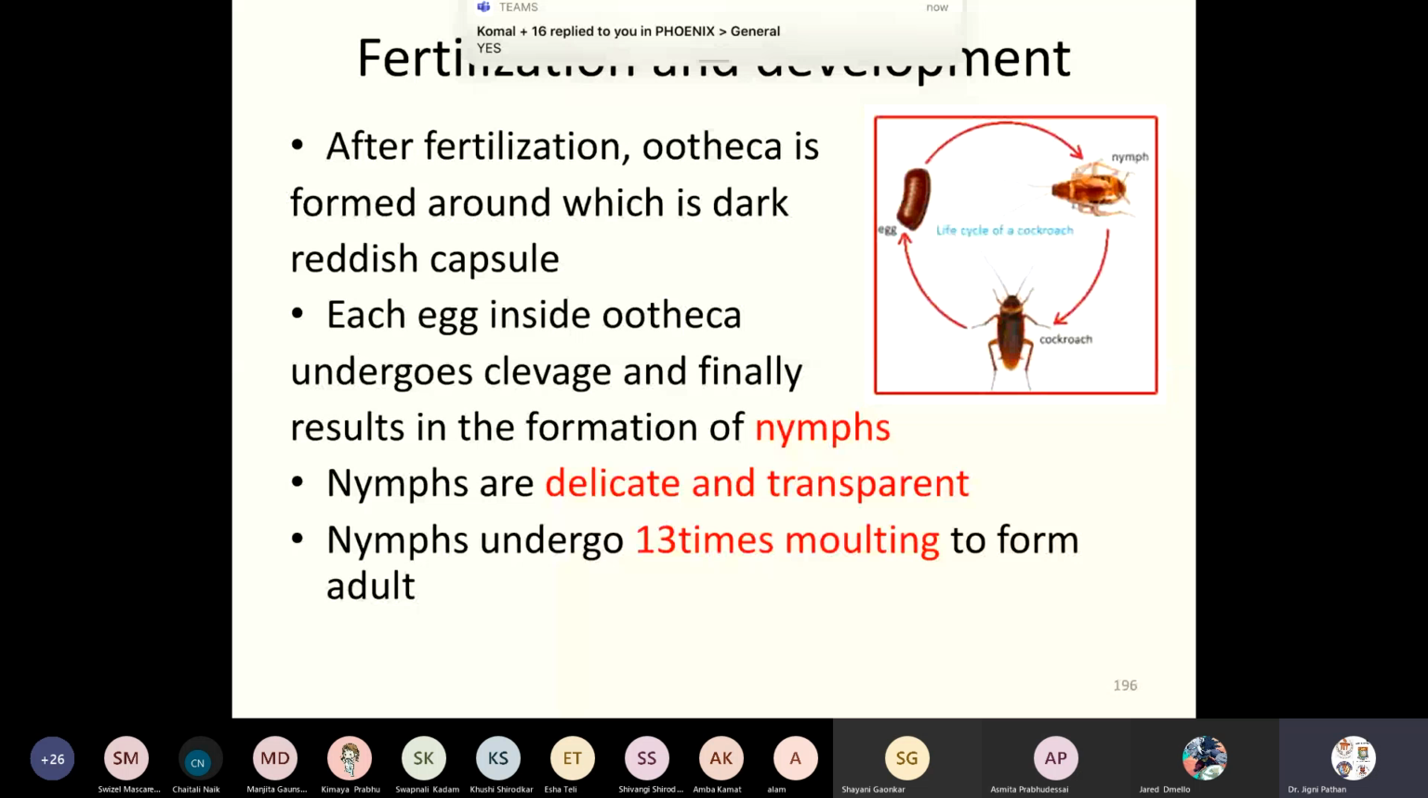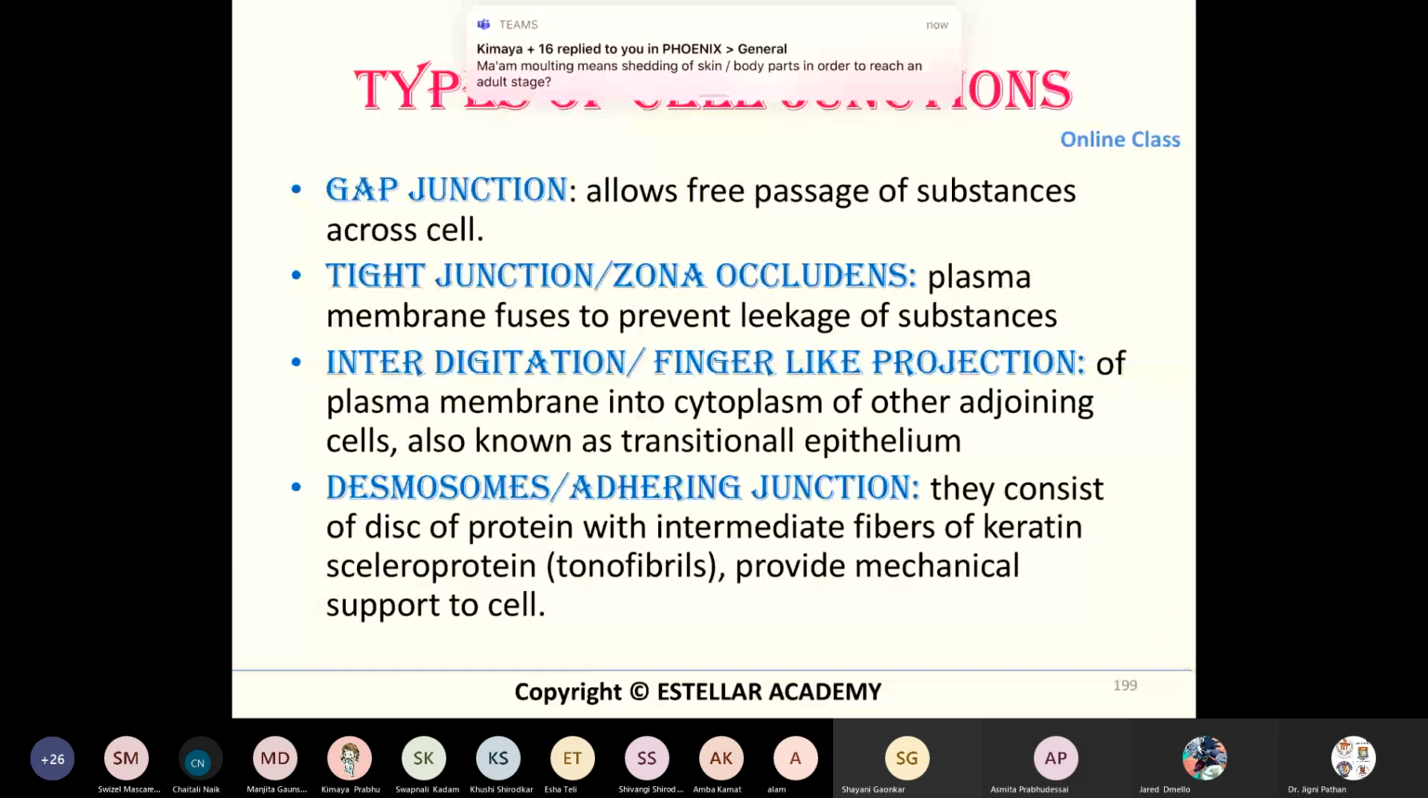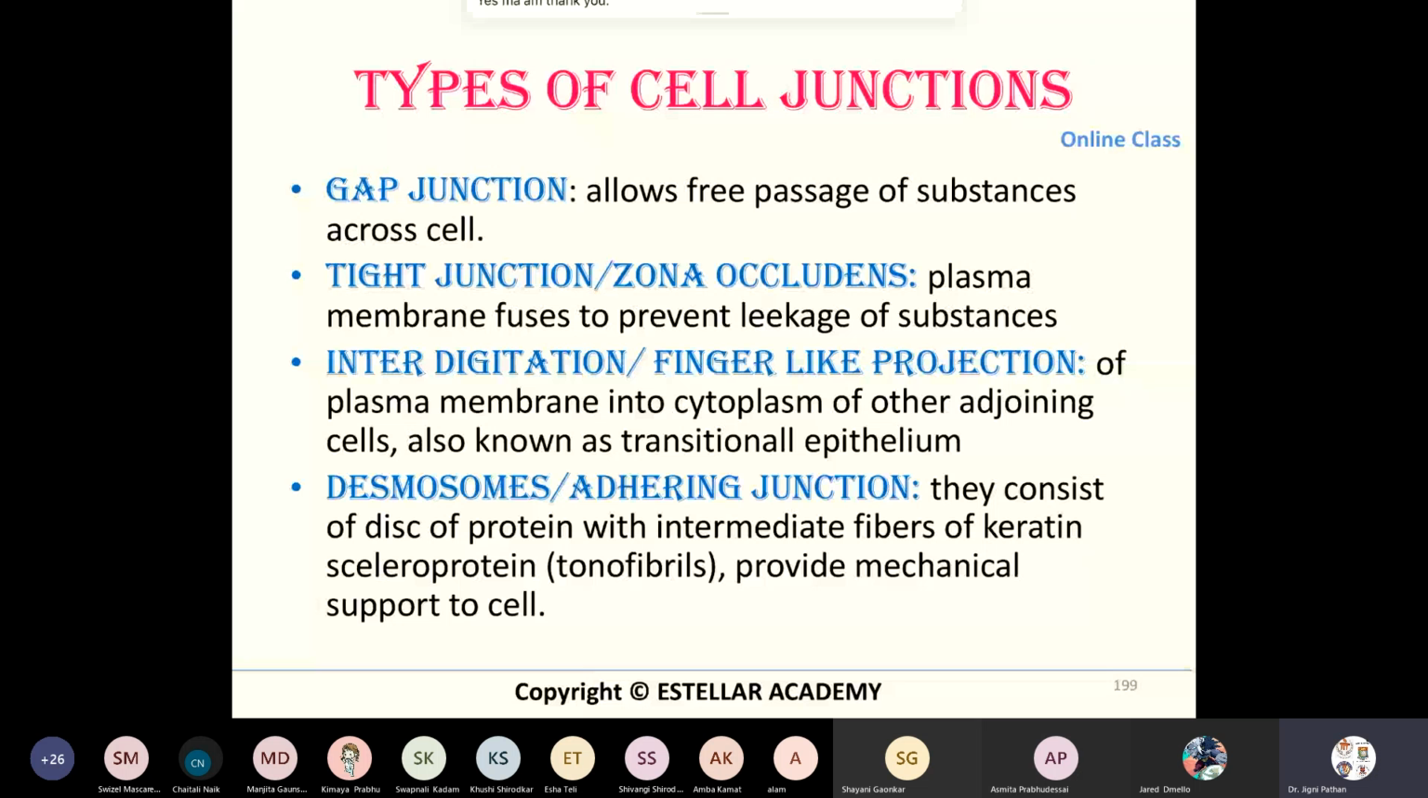Okay. Next. Any doubts? Now next, types of cell junction. I think we have missed some small part. Yes, yes, Kimai. It's the same. Molting means the body keeps on changing until you reach the adult stage. Is it clear? Now, types of cell junction. Any more doubts? Okay, with this we have covered tissue, and the structural morphology of cockroach, both external and internal.